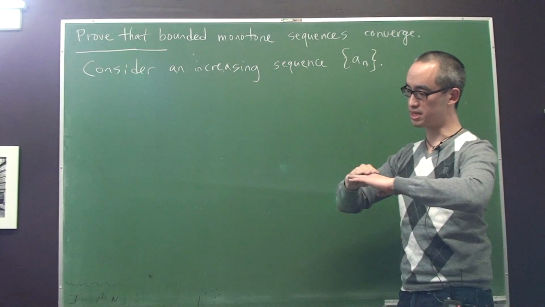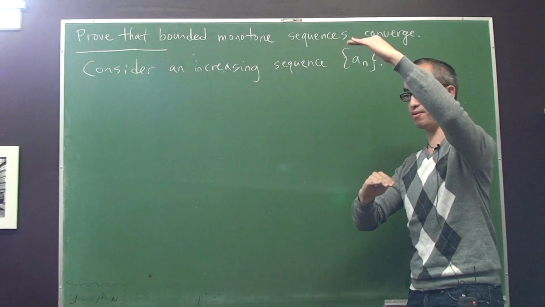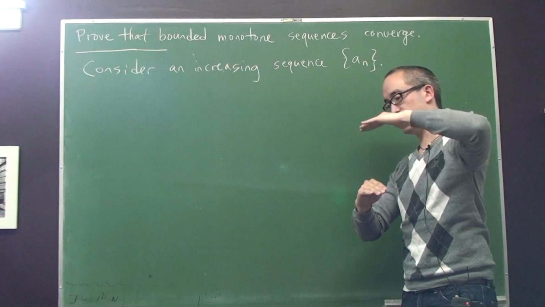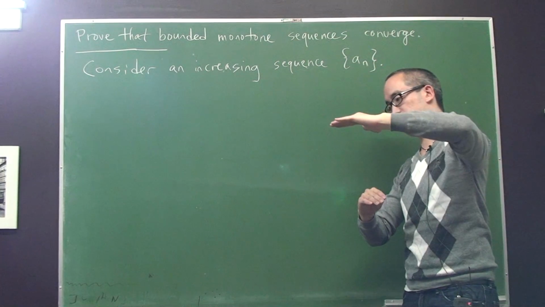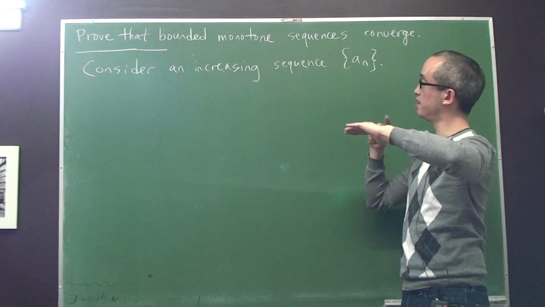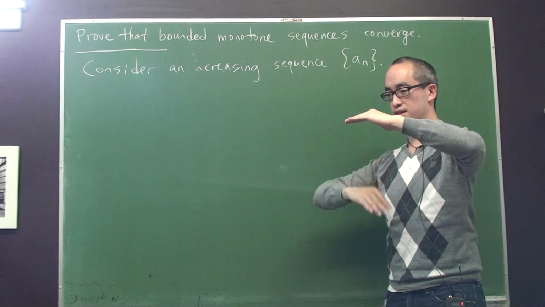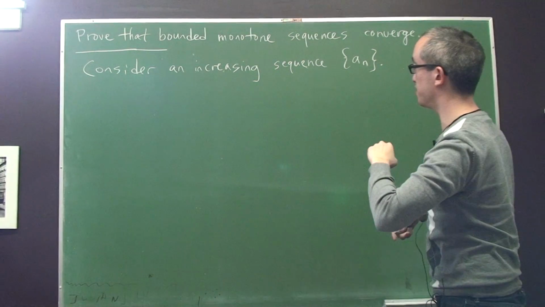Because here we have a sequence that's going up and up and up, but we know it's bounded, so it has some roof. In fact, it has an infinite number of roofs, and what I'm going to do is take the lowest roof, or the lowest upper bound, and I think I can show that the sequence A1, A2, A3, etc., converges to that lowest upper bound, or that least upper bound.